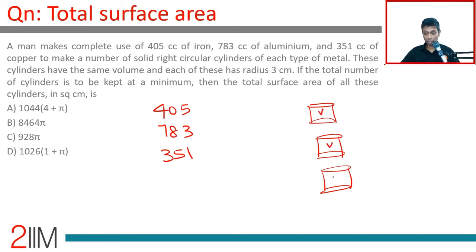Volume of V, radius for each is 3 centimeters. If the total number of cylinders is to be kept at a minimum, then the total surface area of all these in square centimeter. Total, see, suppose each of these has the same volume.